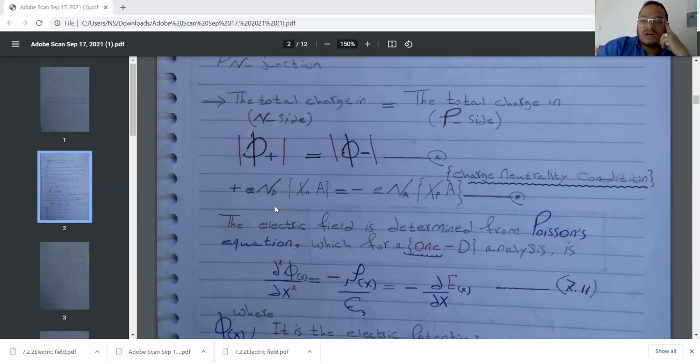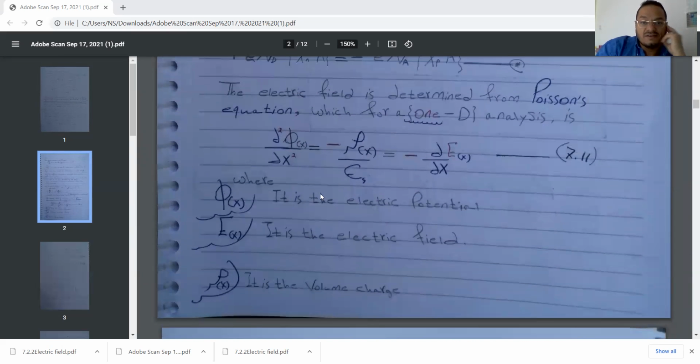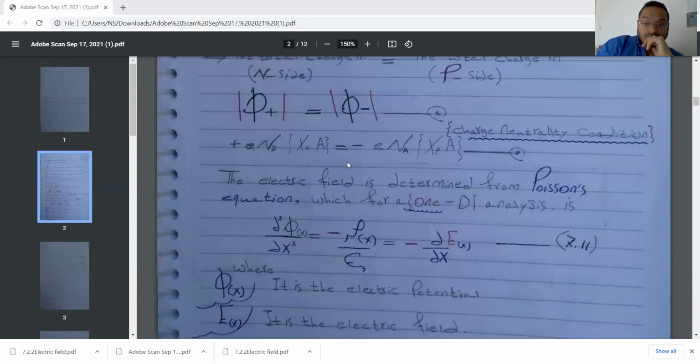The charge at the n side equals electron charge, donor concentration, width of the depletion region at the n side, and here the cross-sectional area. Yes, that's right. It equals minus electron charge, acceptor concentration, width inside the depletion region at the p side, times the cross-sectional area.